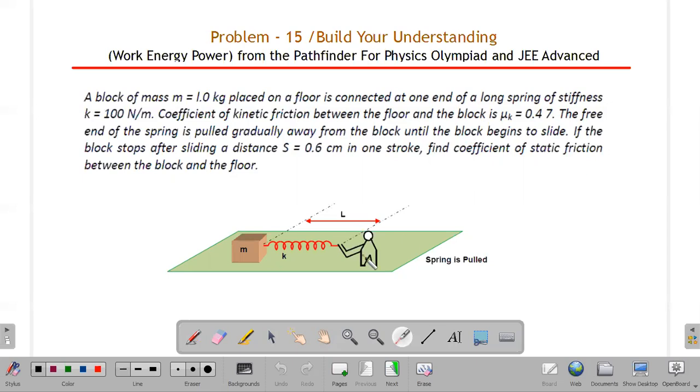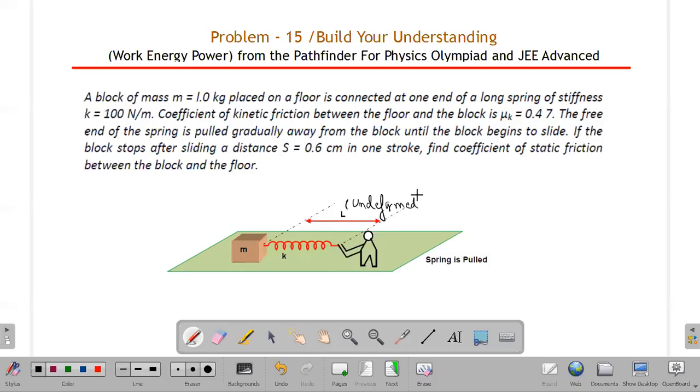So this is the figure for us. Actually, the figure was not given in this question; I have drawn this figure for you. Here is a block of mass m which is connected to a spring having stiffness constant k, and the natural length of the spring is denoted by L, and this person is pulling the spring to the right-hand side. So capital L represents the natural, or undeformed, length of the spring.